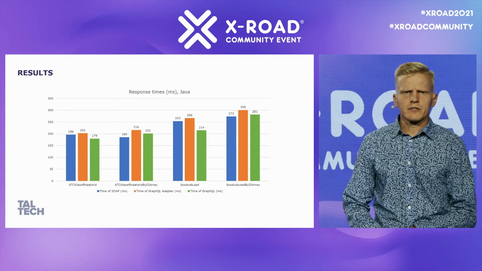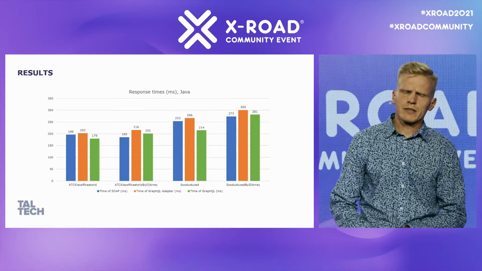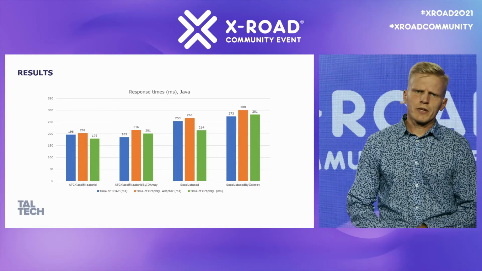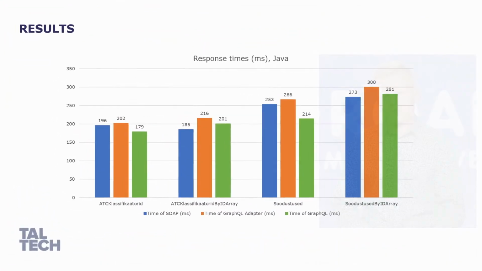The next results are also about response times, but on the previous slide we had results from the C# demo application, and here we have used the Java demo application. The absolute numbers are a little bit different, but the proportions are very similar.